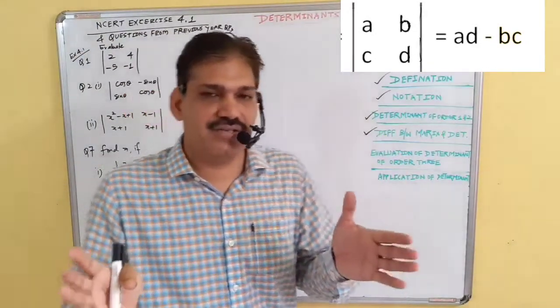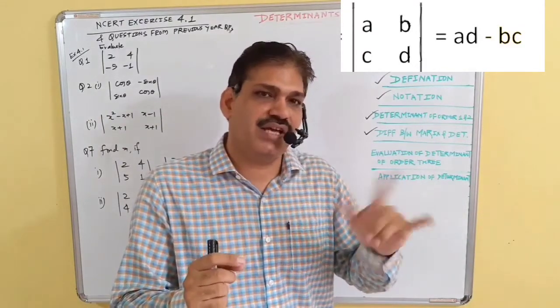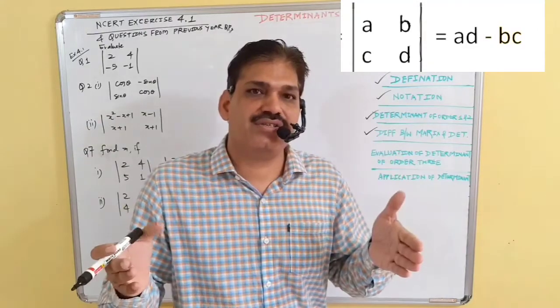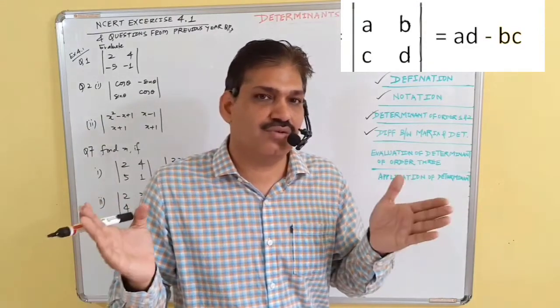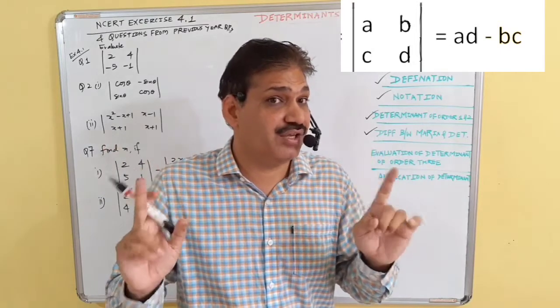Difference between matrices and determinants: a matrix is a rectangular arrangement in which the corresponding elements must be equal, but the determinant is a quantity associated to a square matrix, so the corresponding elements need not be equal.